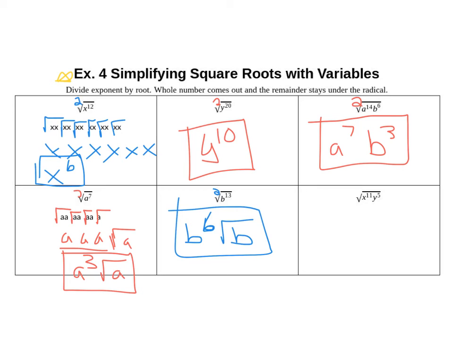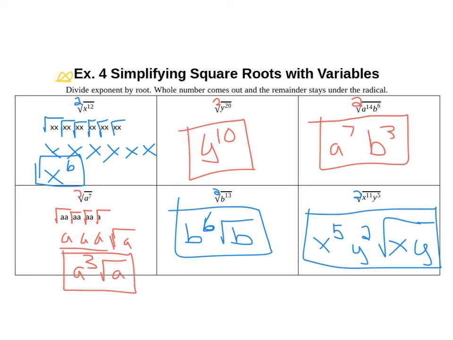And same thing with this last one. We look at x to the 11th. We're dividing by 2. Well, it can go in 5 times, leaving us with 1 underneath. And when we go to the y to the 5th, that means 2 goes in 2 times, leaves us with 1 y underneath. So there's a quick look at basically simplifying exponents with variables.